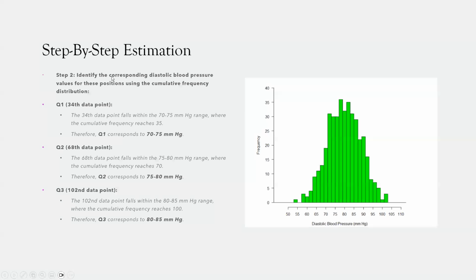So step 2, identify the corresponding diastolic blood pressure values for these positions using the cumulative frequency distribution. I have just showed you Q1 will be between 70 to 75 millimeter of mercury. That is the 34th data point. 68th data point for Q2, that is between 75 to 80. And Q3, that is the 102nd data point. Therefore, Q3 corresponds to 80 to 85 millimeter of mercury.